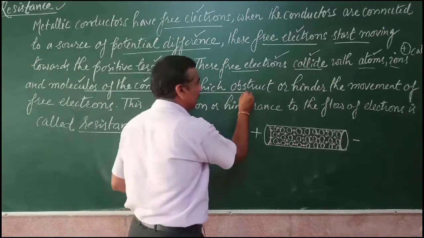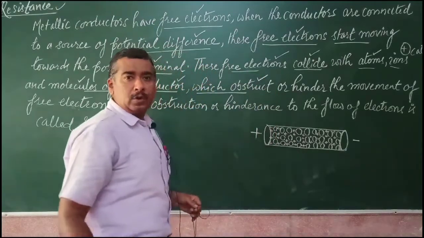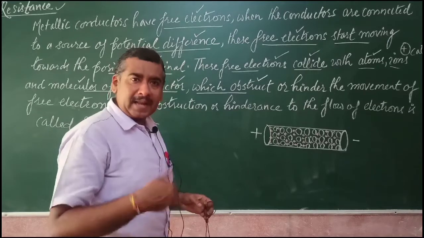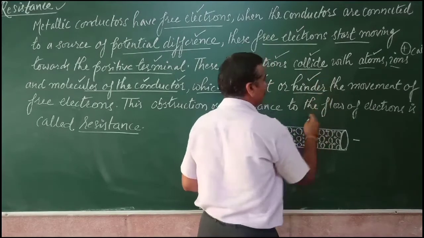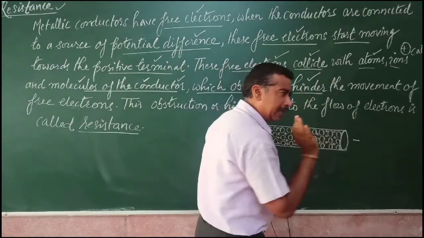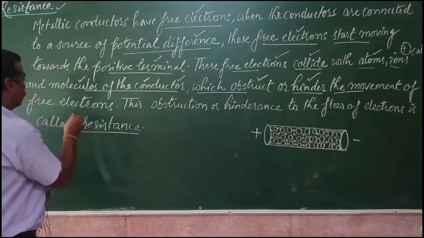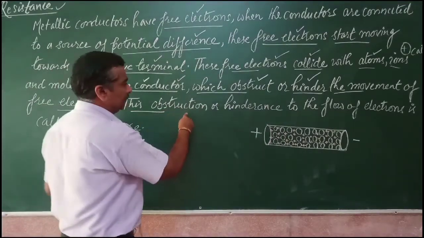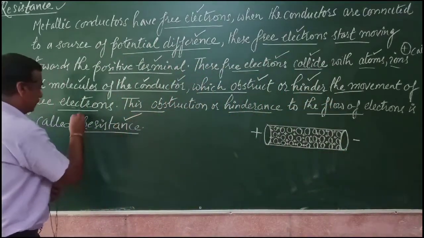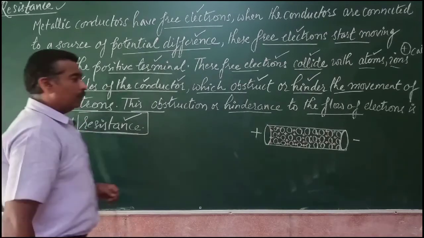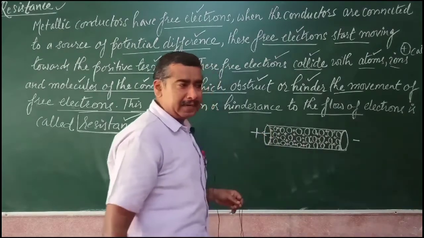Because of these atoms, ions and molecules, the way of the electrons gets obstructed. इलेक्ट्रॉन्स के रास्ते में क्या आ जाते हैं? अवरोध, ऑब्स्ट्रक्शन आ जाते हैं. And these ions, atoms and molecules provide a hindrance. ये उनके फ्लो को क्या करते हैं? अपोज करते हैं, रिस्ट्रिक्ट करते हैं, restrict the movement and oppose and hinder the movement of free electrons. Now this phenomenon of obstruction and hindrance to the flow of electrons is known as resistance.